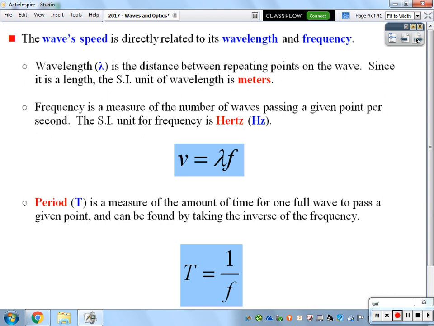One more, and this is actually a term that we used way back in January. Period. Period, represented as a capital T, is a measure of the amount of time for one wave to pass a given point, and can be found by taking the inverse of the frequency. Now, anybody remember where we've seen period before? What unit we were talking about? It was related to centrifugal force in that unit. It was uniform circular motion.